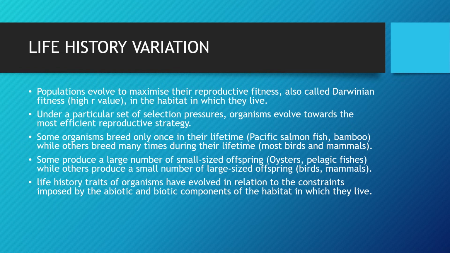Some of the organisms produce a large number of small sized offspring, as that of oysters, while others produce a small number of large sized offspring, as that of birds and mammals. Life history traits of organisms have evolved in relation to the constraints imposed by the biotic and abiotic components of the habitat in which they live. Evolution of life history traits in different species is currently an important area of research being conducted by ecologists.